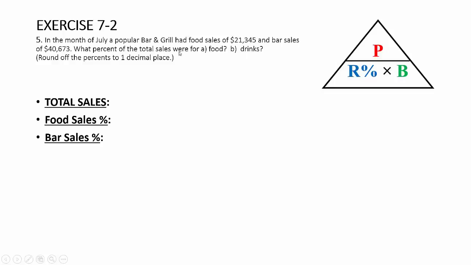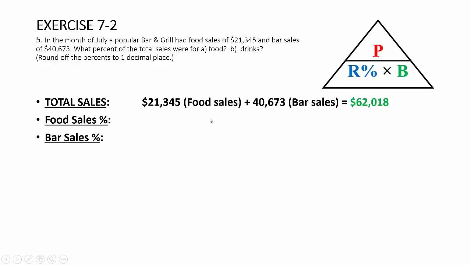So one thing that they didn't give us in this question was the total sales. So we need to add up everything that we sold, and in this case, we only had food sales and bar sales. So when we do add those two together, we get total sales of 62,118. That becomes our base number.